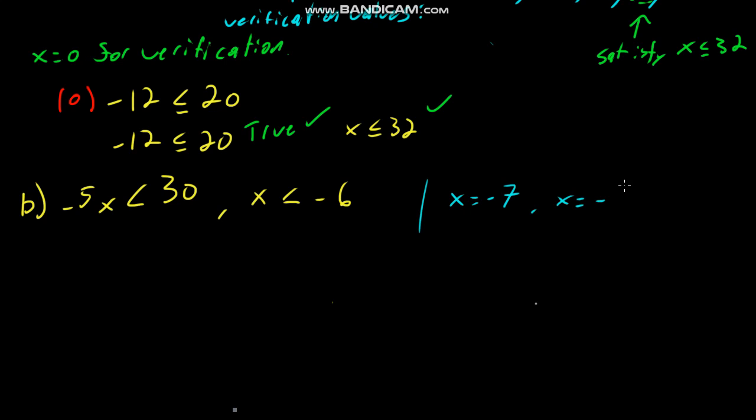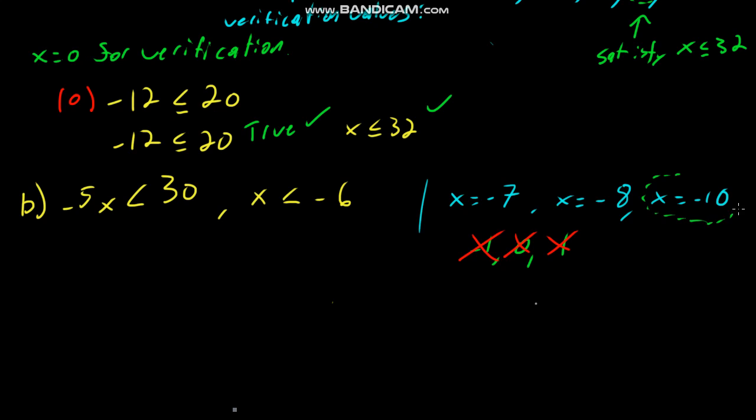x equals -8. x equals -10. We can keep on going through this for all values that are less than -6. It is pretty important to know that values like -1, 0, or 1 are all very easy to work with, but these are not less than -6, so we can't use them for verification processes.